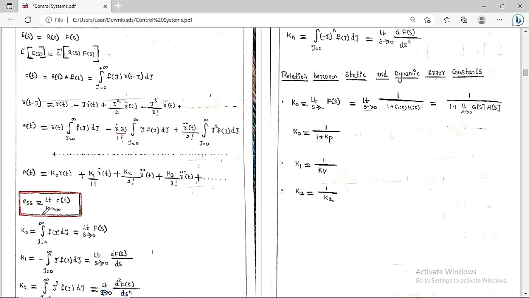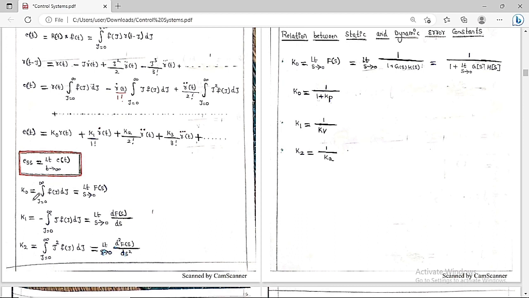So what is the steady-state error? The steady-state error is equal to limit t tends to infinity e of t in the time domain. Then what is k0? k0 is nothing but integration from tau is equal to 0 to infinity f of tau d tau. So this is nothing but limit s tends to 0 F of s.